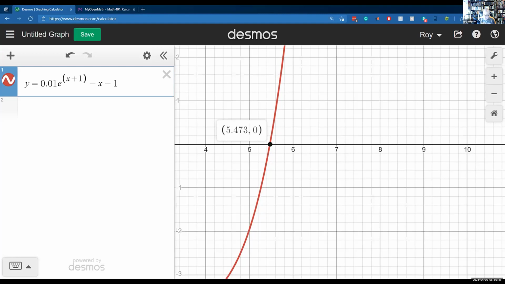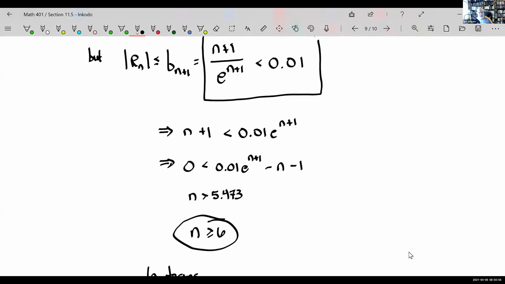Very, very nice. I think most people can appreciate the ease with which, why wouldn't it be 5? Because if you do 5, then we have 0.01 times e to the 5 plus 1 minus 5 minus 1. When you graph that 0.01 e to the x plus 1 minus x minus 1, we need that specifically to be strictly greater than 0. Well, at 5, it's not. It's less than 0. But at 5.473, it crosses over. And from that point forward, it's going to be greater than 0. So because n has to be an integer, we require n to be 6 or greater.